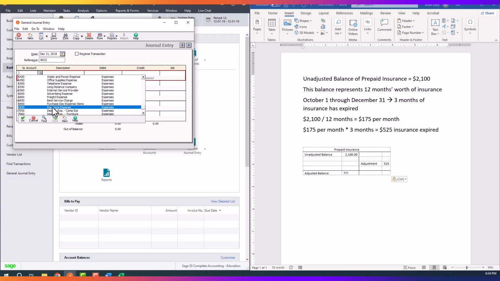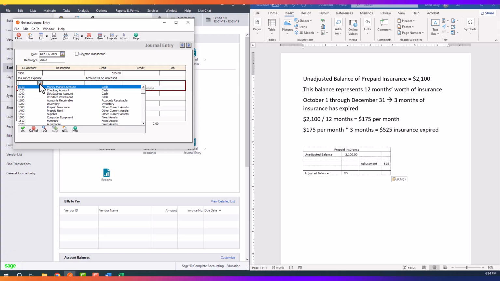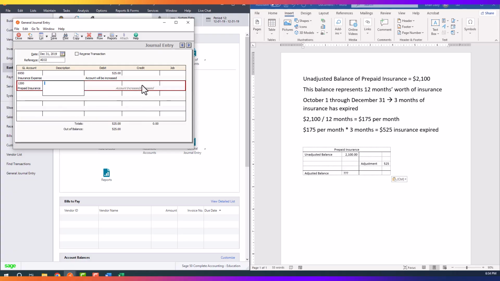There it is. It's account number 6,950. And the same amount is going to be debited that we are crediting out of the prepaid insurance. Debit insurance expense for $525. And then we're going to credit our prepaid insurance, which is account number 1,300, for that same amount. Now the journal entry is in balance and I can save it.